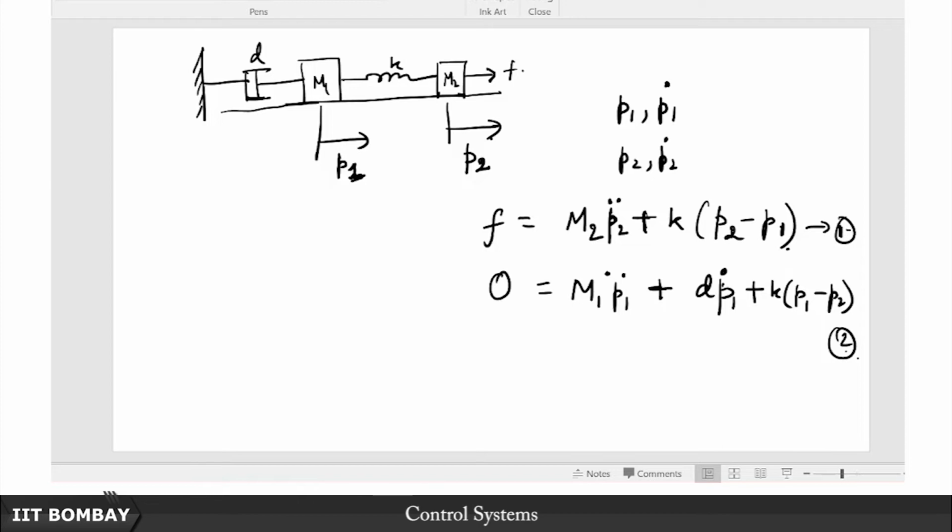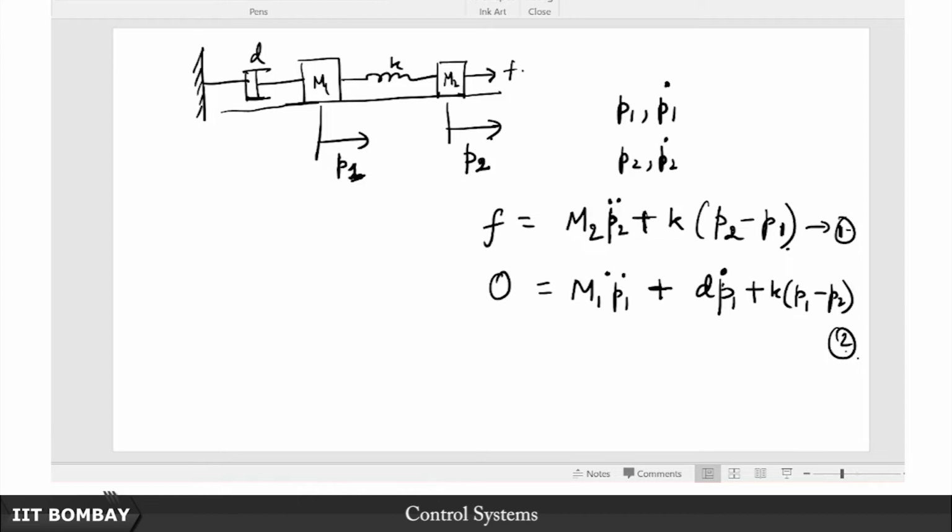Now you have two differential equations, and the first question you must ask yourself is, what is going to be the size of the state vector? How many states are there? When you have a single differential equation, you can generally look at the degree of the differential equation and infer that that many states are required. But now you have two differential equations, of course they are coupled.